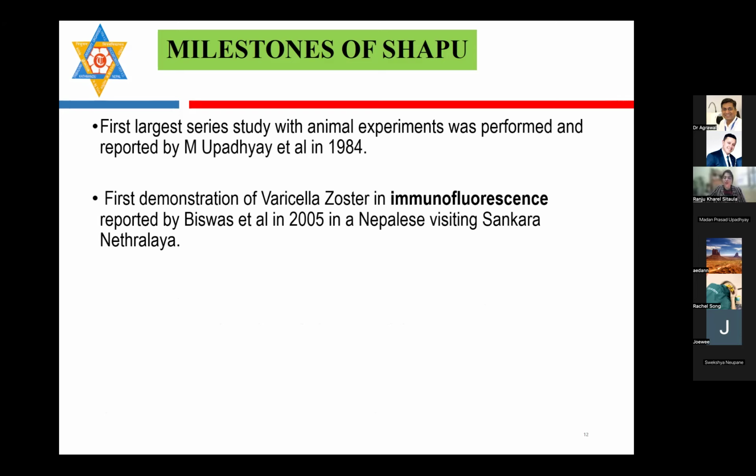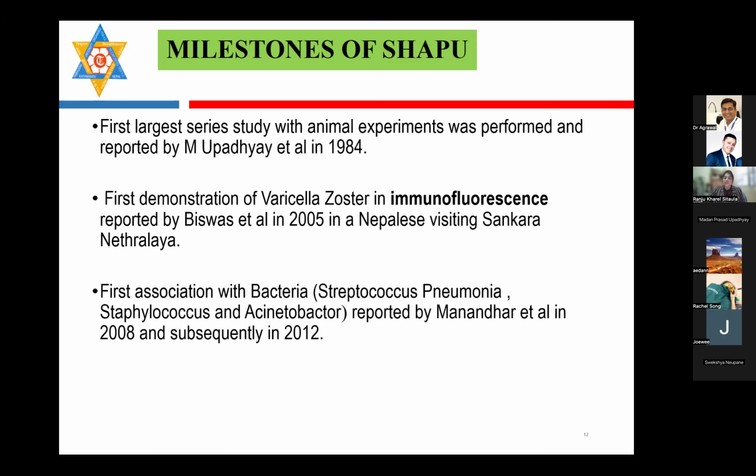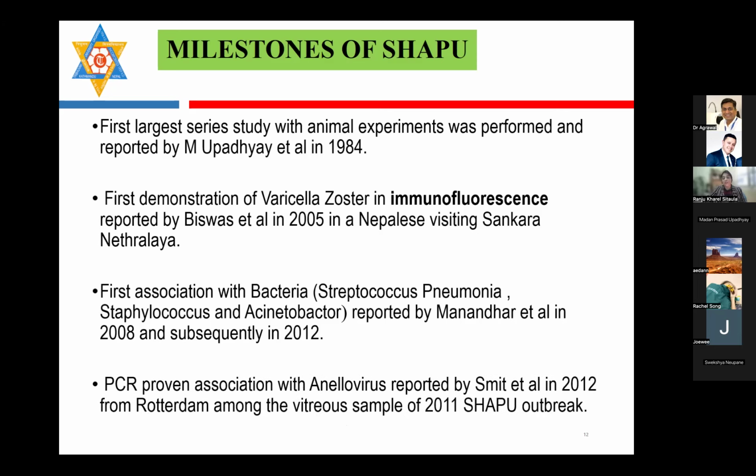Then the first report on detection of varicella zoster was done by Dr. Biswas from Sankara Nethralaya, where they detected varicella zoster by immunofluorescence in a patient from Nepal who had visited Sankara Nethralaya. The first report of association of SHAPU with bacteria like Streptococcus pneumoniae, Staphylococcus, and Acinetobacter was made by Dr. Anuradha Narayanan in a few subsequent outbreaks. And the first PCR-proven association of SHAPU with anellovirus, a torque teno virus, was done in the 2011 outbreak, where the samples were taken to Rotterdam.